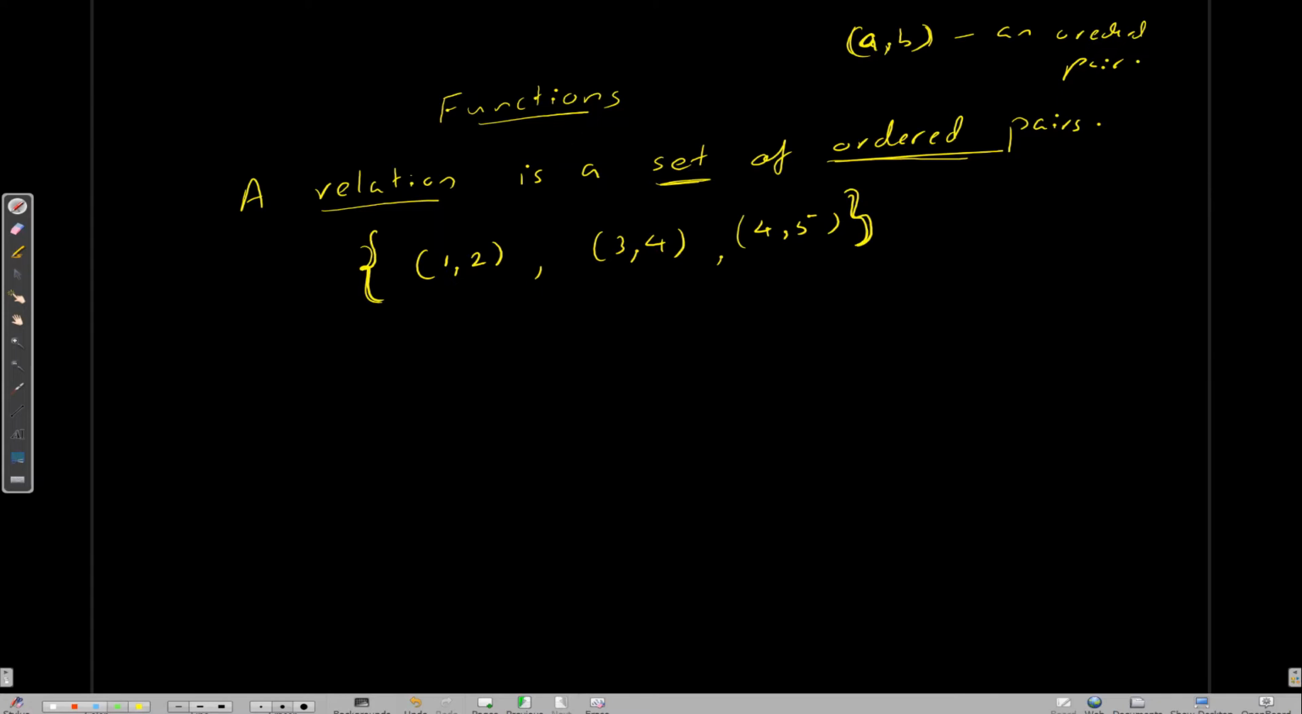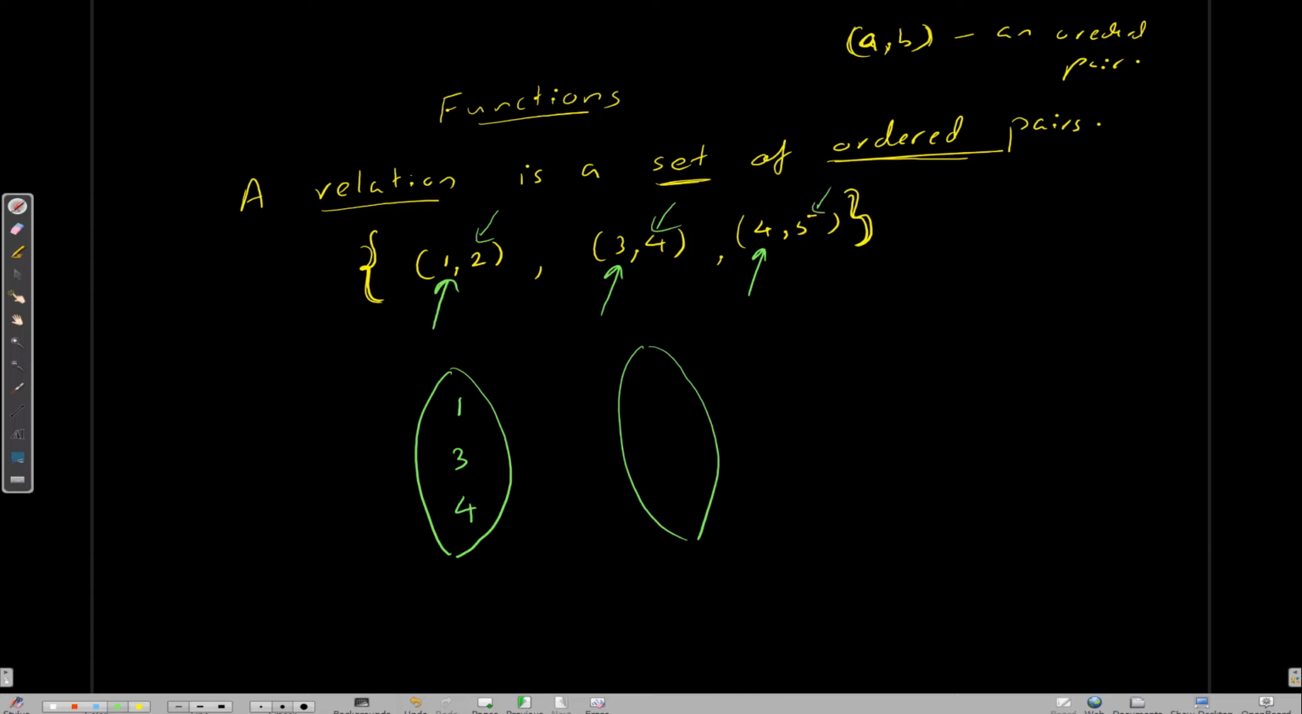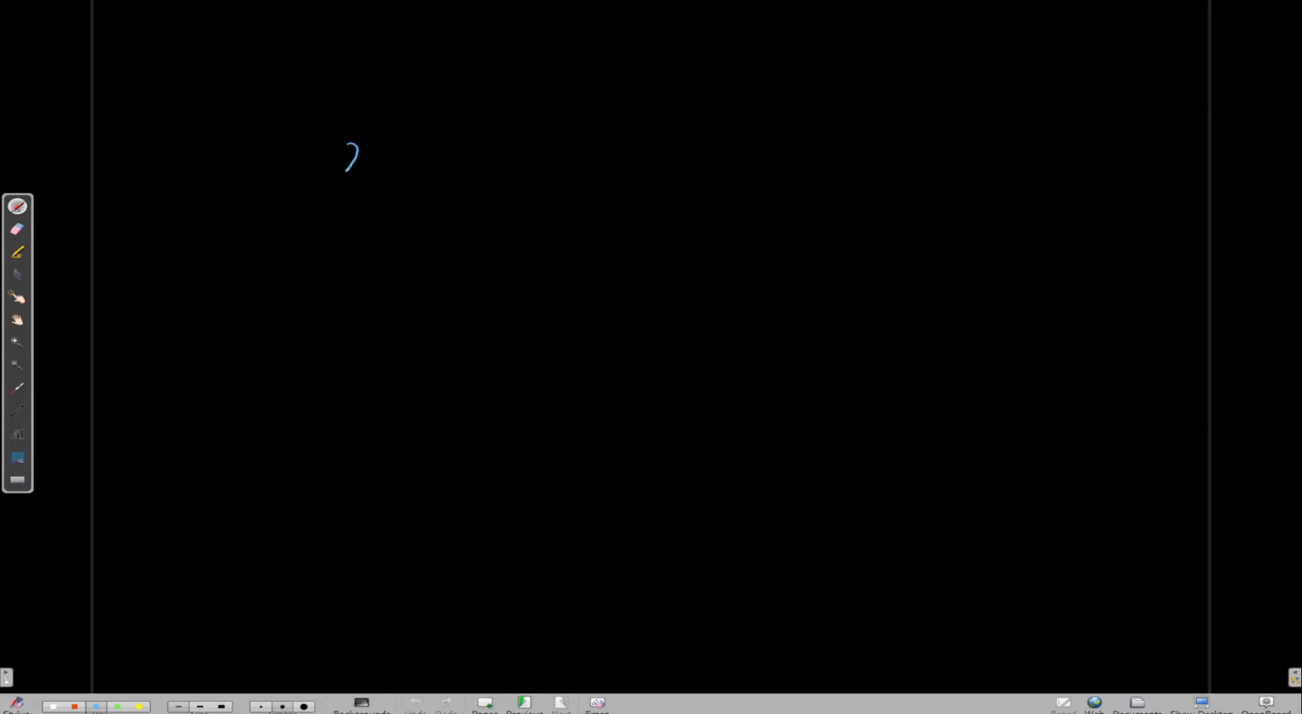Now if I take the left hand side elements 1, 3 and 4, put it in a diagram, 1, 3, 4, and right hand side elements here 2, 4 and 5. What this means is 1 is related to 2, 3 is related to 4 and 4 is related to 5. Simple as that. So for example, it can be like this. You may have pairs like 1, 2, 1, 3, 2, 8, 10, 5.